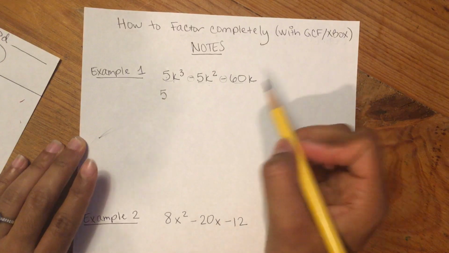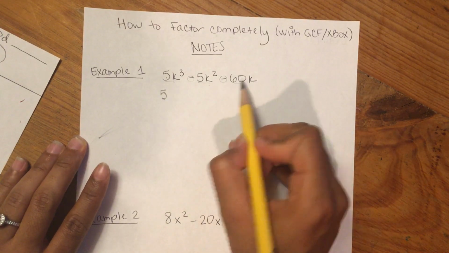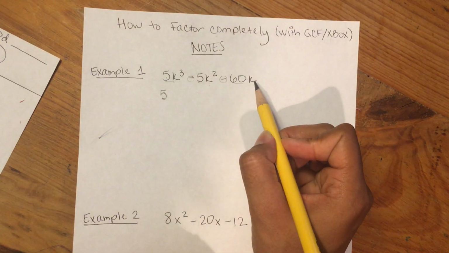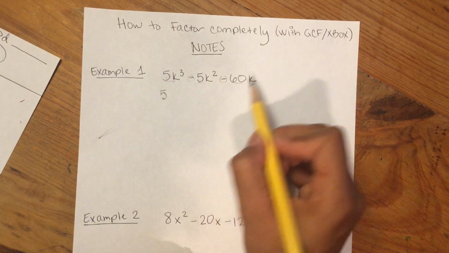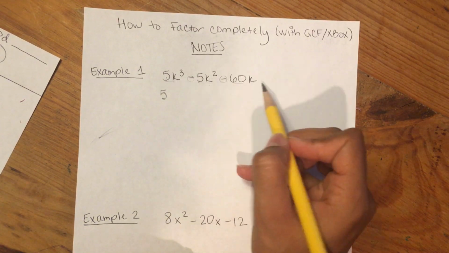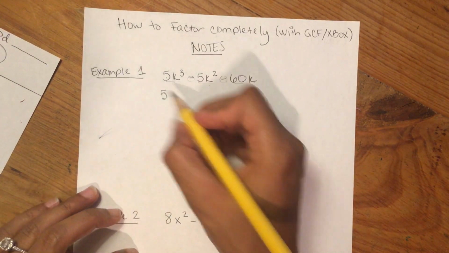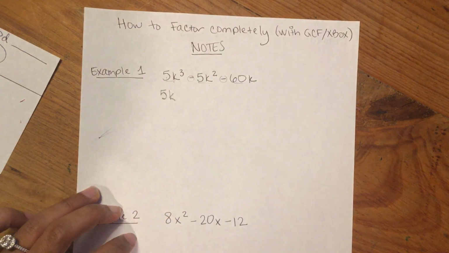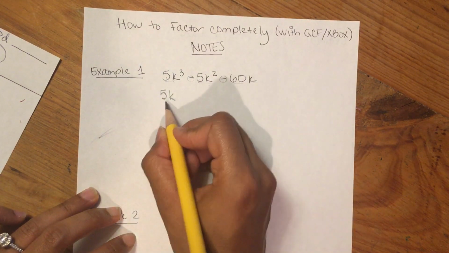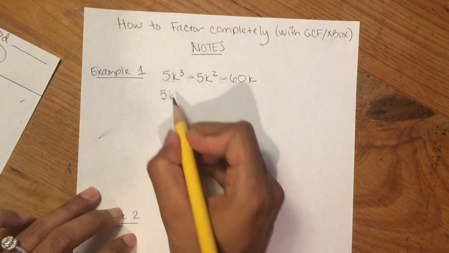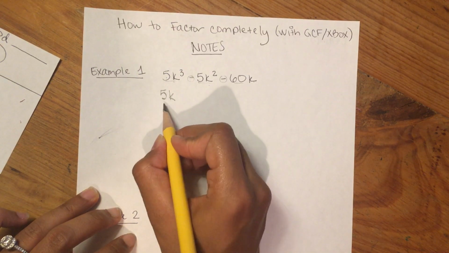Okay. This is what I mean. I have 1, 2, 3 terms. Now, yep, I got k's in each term. What's the lowest power of k's I have? K to the first. Well, that's what I'm going to pull out. You're only as strong as your weakest link, right? He's the weakest link. I'm pulling it out. Now, my GCF is 5k.